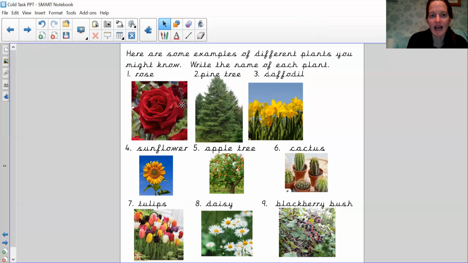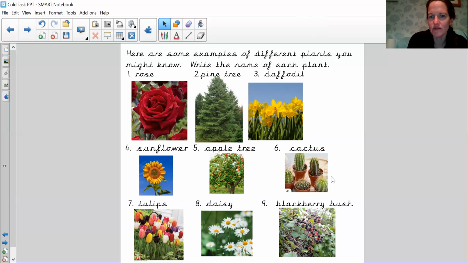What about the different plants? Number 1 is a rose. Number 2 is a pine tree. You might have had one of these in your house recently if you celebrate Christmas. Number 3, we have daffodils, and we see those a lot in the springtime. Number 4 was a sunflower. And I think some of you grew some of these when you were in reception and nursery. Then number 5, we have an apple tree. Did you know apples grow on trees?